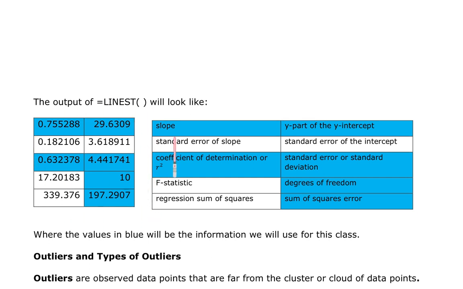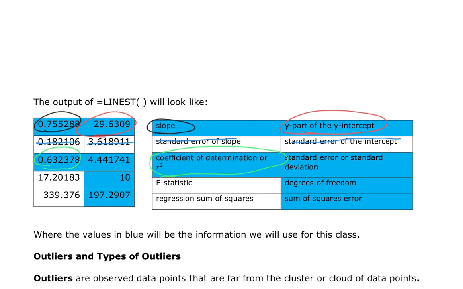Well, what is this information? If we take a look at this box, it gives me the slope. This box gives me the y-intercept. Now, we don't typically worry about the standard error of slope, so we don't need that box. We don't typically, in this class, worry about the standard error of the intercept, so we don't worry about that box. Then we have the coefficient of determination, or R squared. That's this. This tells me that 63% of my y values can be explained with my model.